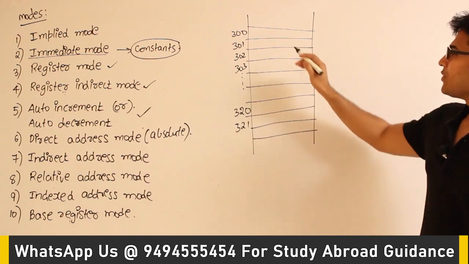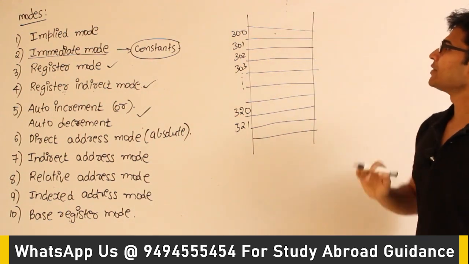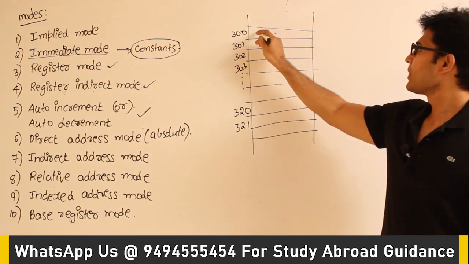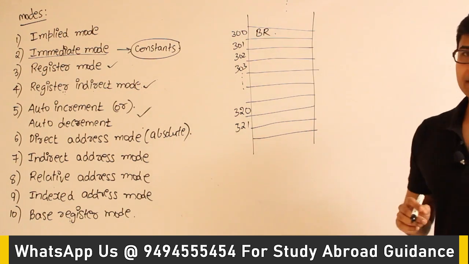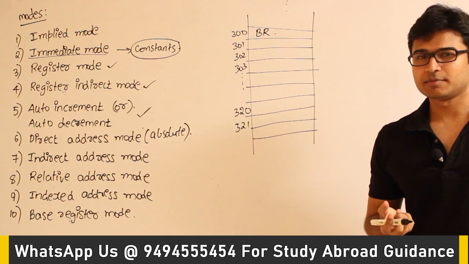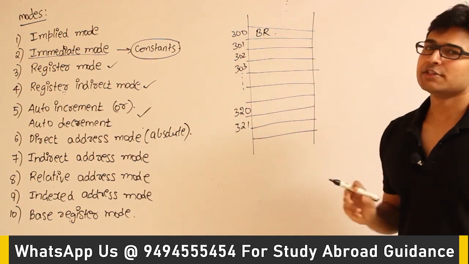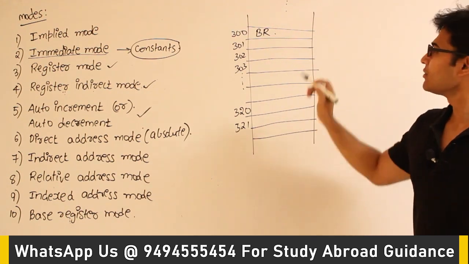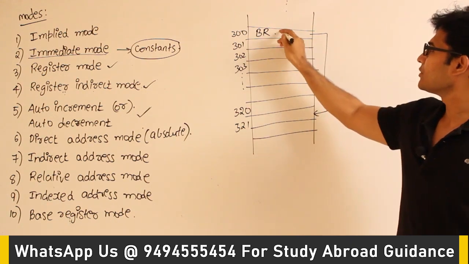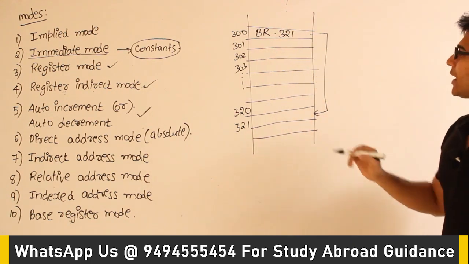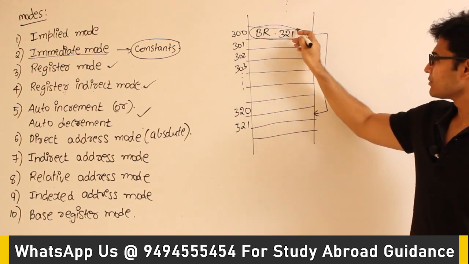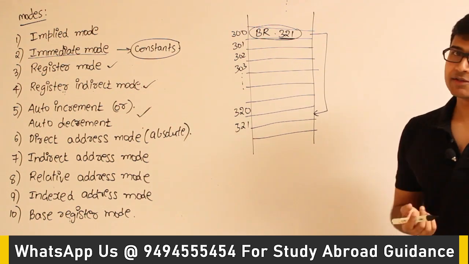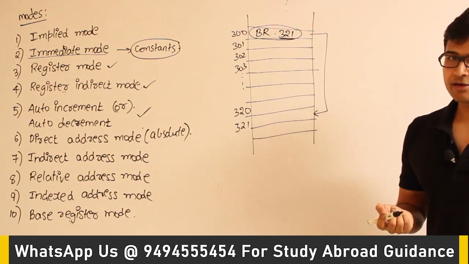Now say the program is starting somewhere here, and we have an instruction here which is a branch instruction. Let me write it as BR without worrying about exactly how it is implemented. Let's say it is a kind of jump, which means from here the control should move to 321. Now if I directly put the address here, that is called direct addressing.